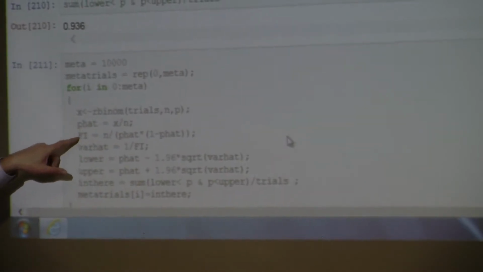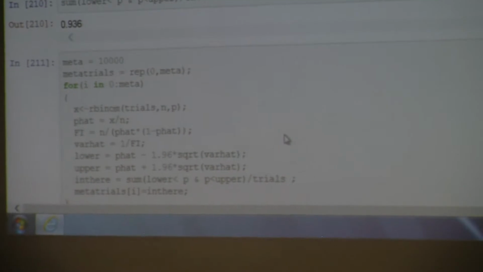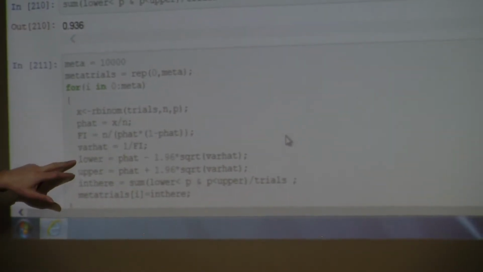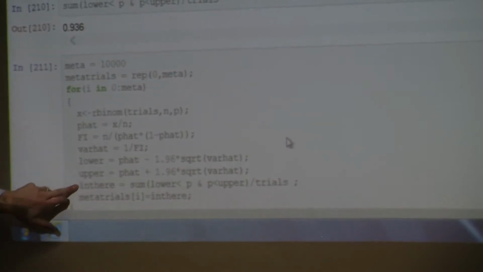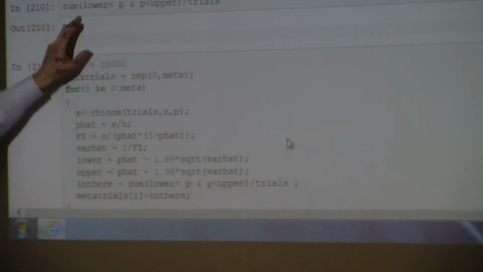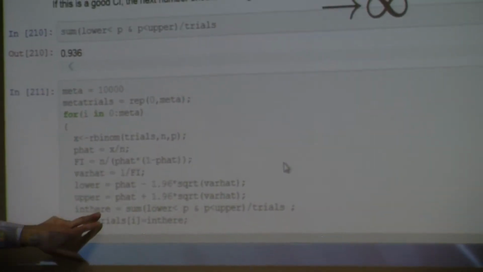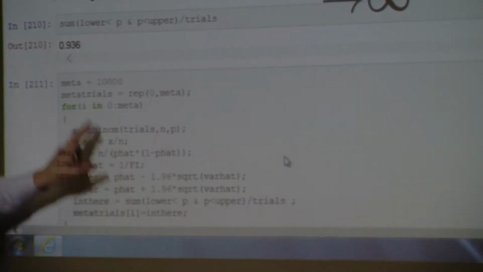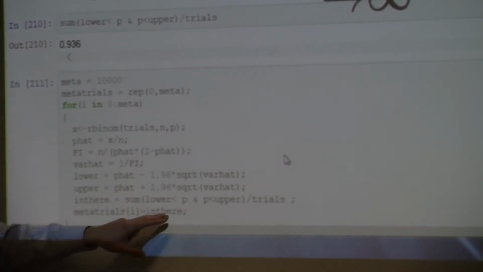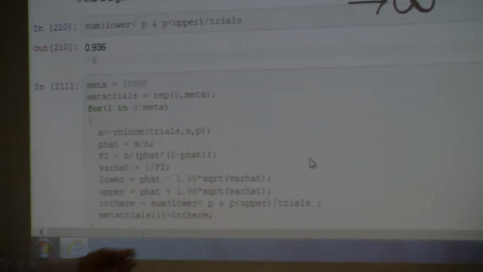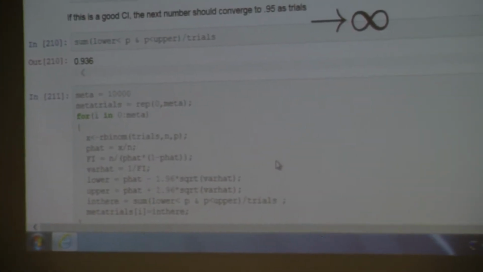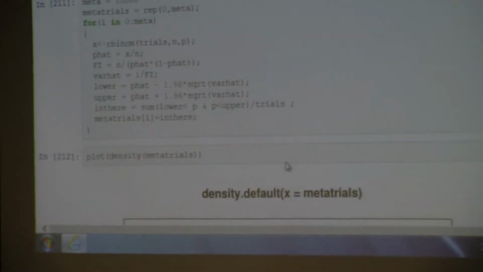Estimate the p-hats, estimate the Fisher information this way. Estimate the variance as 1 over the Fisher information, and then form the confidence intervals. This vector, which I didn't give a name up here, is the fraction of times that we were inside the confidence interval, and then I store that in this vector. So I have a long vector which just has a bunch of these numbers in it, and then I plot that. I make a histogram of that, conceptually.